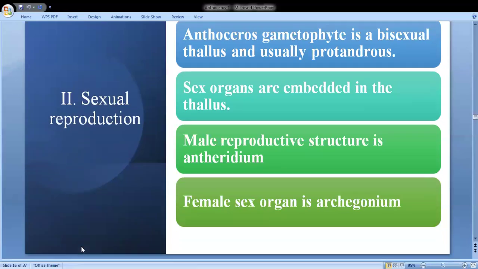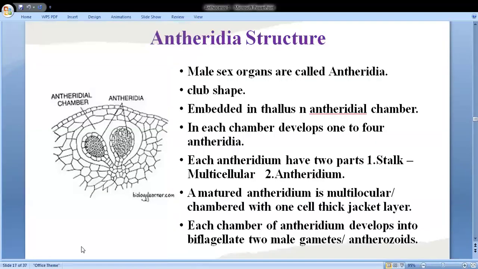Archegonium. Okay, good. See here, we missed it in the structure of Marchantia, but it's the same. So what are the points I explained last time in the Marchantia archegonia that you remember?